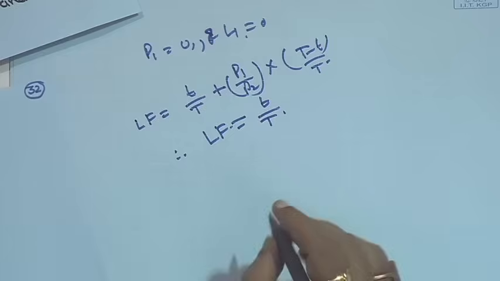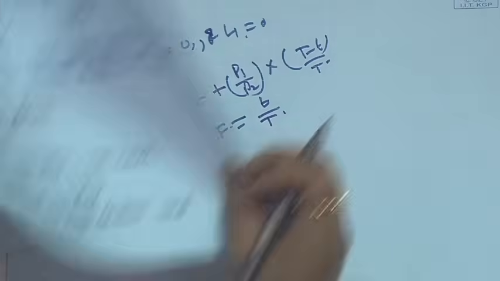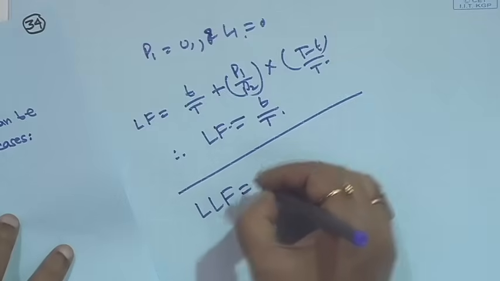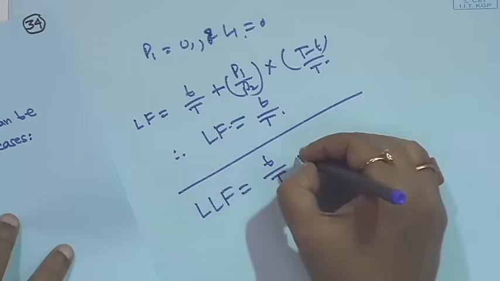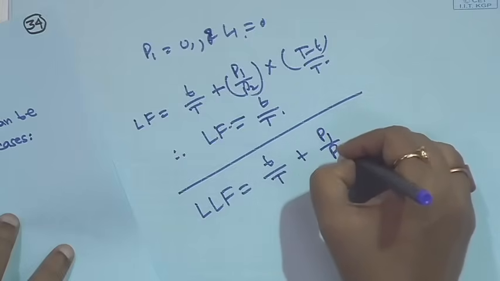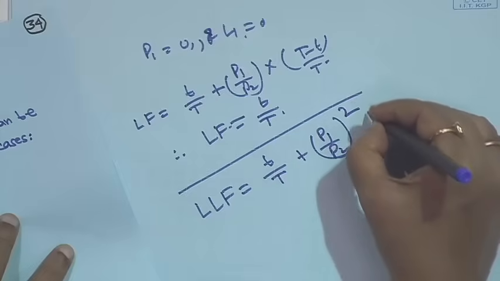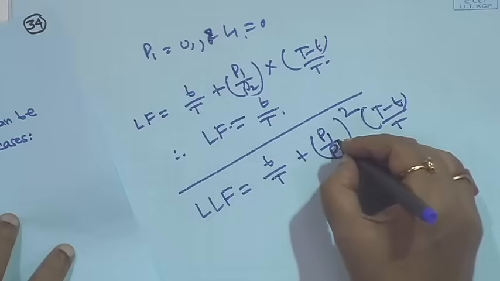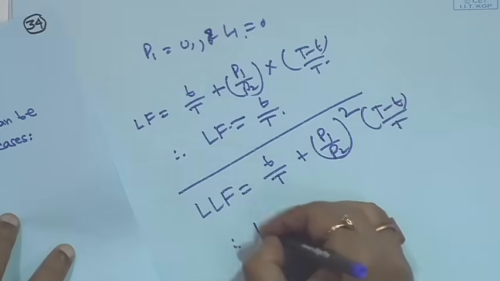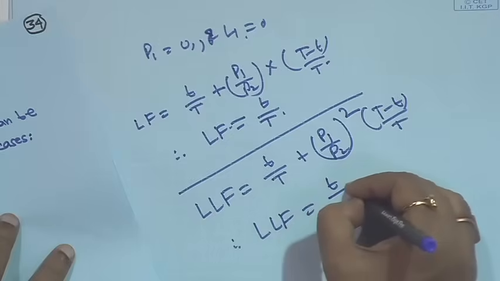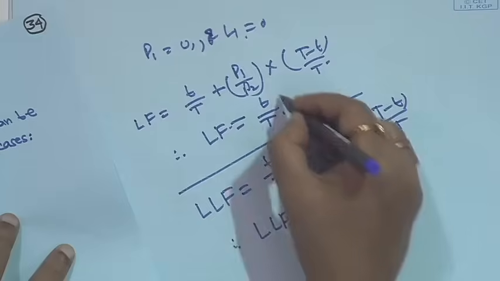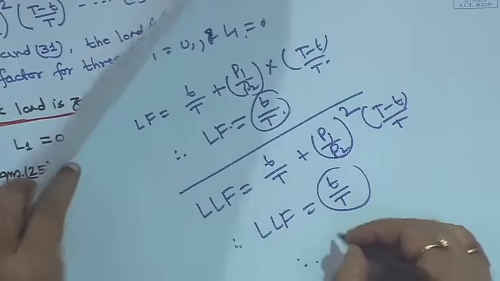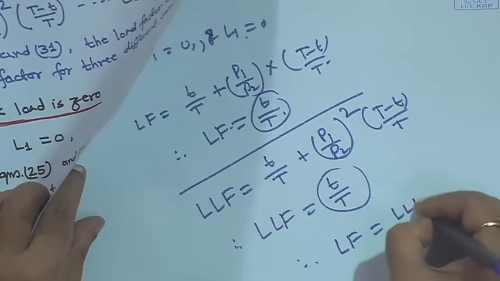Similarly, equation 31 is for LLF: loss factor is equal to small t by capital T plus P1 by P2 whole square into capital T minus small t by capital T. But P1 is 0, so this term will not be there. Therefore, loss factor is also equal to small t by capital T. That means for the case where off-peak load is 0, load factor is equal to loss factor.